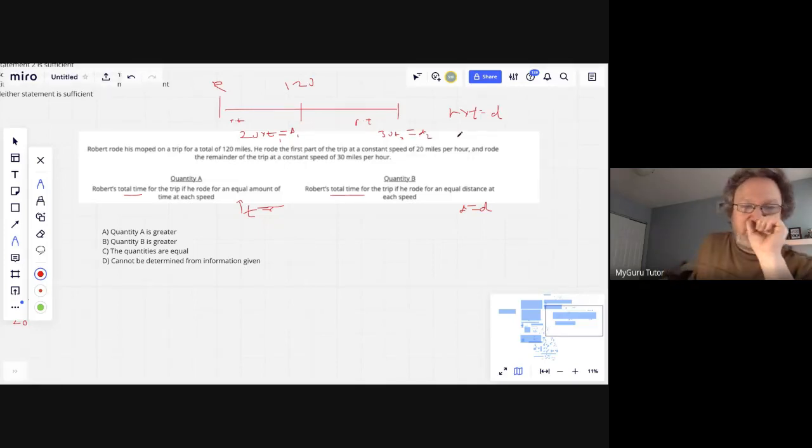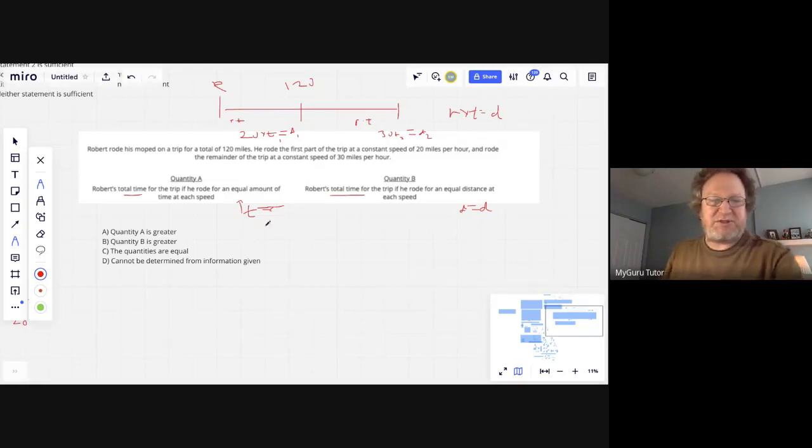Now let's look at quantity A first. Let's say he took an equal amount of time at each speed. Equal amount of time, what does that tell you? It means that you only have one variable for time, you don't have two, which makes life easier. We don't have a couple of variables to deal with.